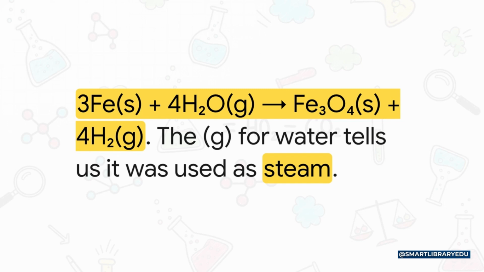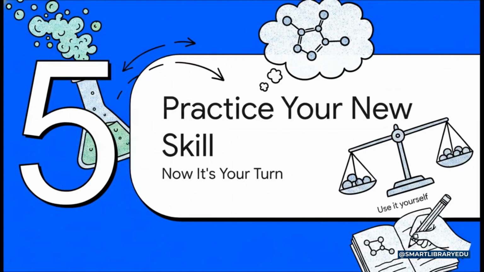And here is our final, polished, beautiful equation. The iron is a solid, the iron oxide it makes is a solid, and the hydrogen is a gas. But check this out. Look at the water. That little g tells us something really important. This reaction happens with steam, not liquid water. See how much more information that gives us? So there you have it. We went all the way from a fundamental law of physics to a fully balanced, detailed chemical equation.